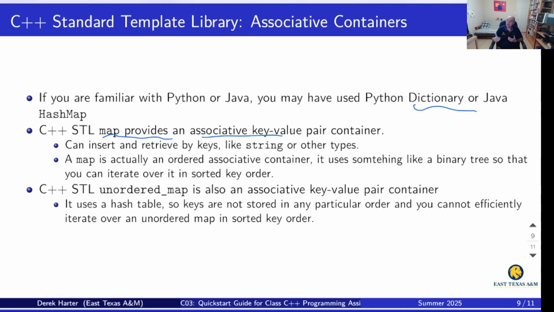You can get a little bit better performance by using a hash table. With an unordered map, you can't iterate over it in sorted key order, but it uses a hash table behind the scenes, which means it's usually basically constant time to insert or look up a value in an unordered map.